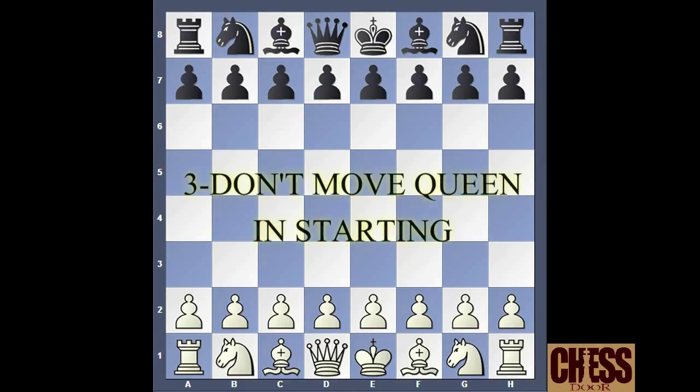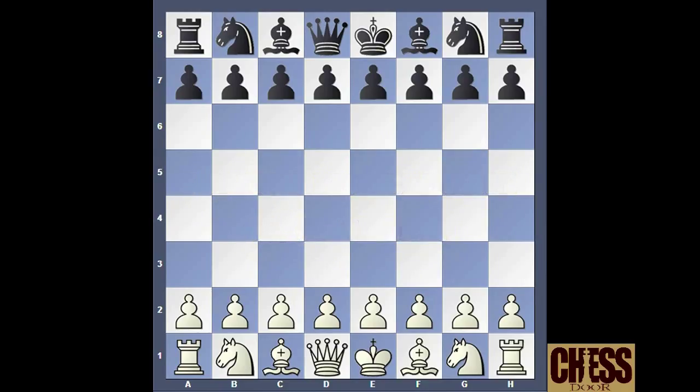The third rule is don't move your queen too early in the game. Guys, as you know, queen is the most powerful piece on the chessboard. If you move your queen too early in the game, it can be targeted by opponent's minor pieces. I'll show you an example of this game.